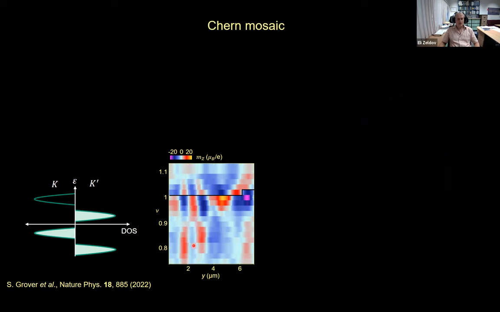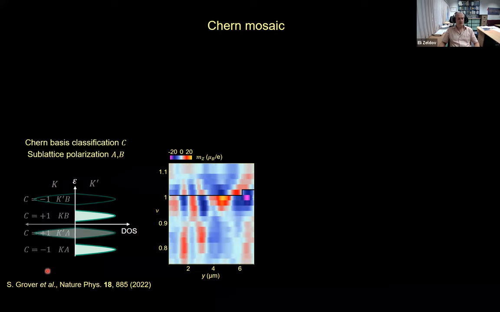So for this, we have to change slightly the way we think about the bands. Rather than classifying them in terms of valleys, where for each valley you have a conduction and valence band, we want to think in terms of Chern bands, where the bands are classified by the Chern number. And the Chern number is dictated by the product of the valley and sublattice polarization, AB. So instead of drawing schematically our bands like this, we should draw them like this, where all four bands are equivalent and given by the product of valley and sublattice polarization.